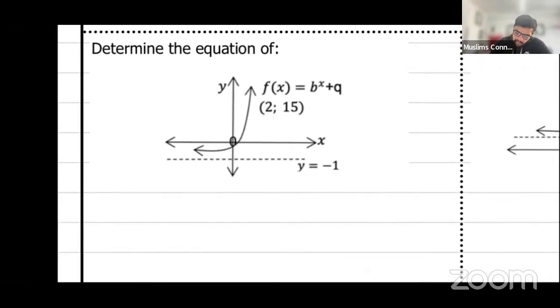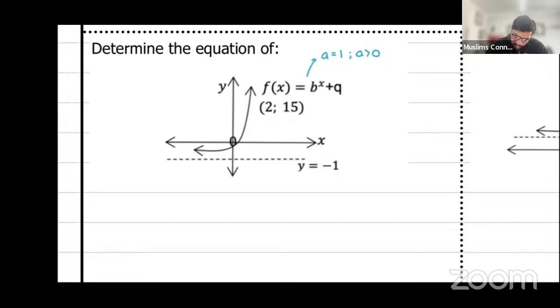We have f of x is equal to b to the power of x plus q. In this case, it's safe to assume that A is equal to 1. It doesn't affect it, it doesn't exist technically, but it's just 1, and basically A is greater than 0. We can see that here's our horizontal asymptote, and A is greater than 0 because the function is above the horizontal asymptote.